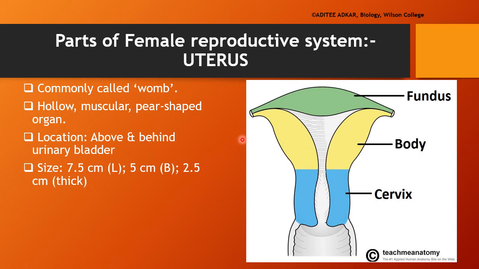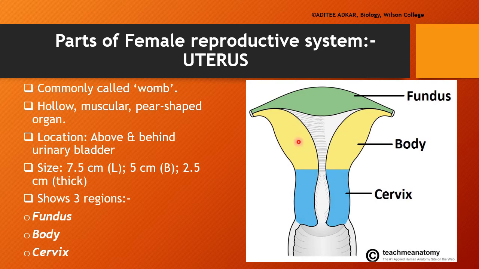Let's come to the next part of the female reproductive system, that is the uterus, which is commonly known as the womb. The uterus is a hollow pear-shaped organ. It is highly muscular. It is present above and behind the urinary bladder. The uterus can be divided into three regions. The uppermost dome-shaped region is known as the fundus. It is this region where the implantation of the embryo will take place.